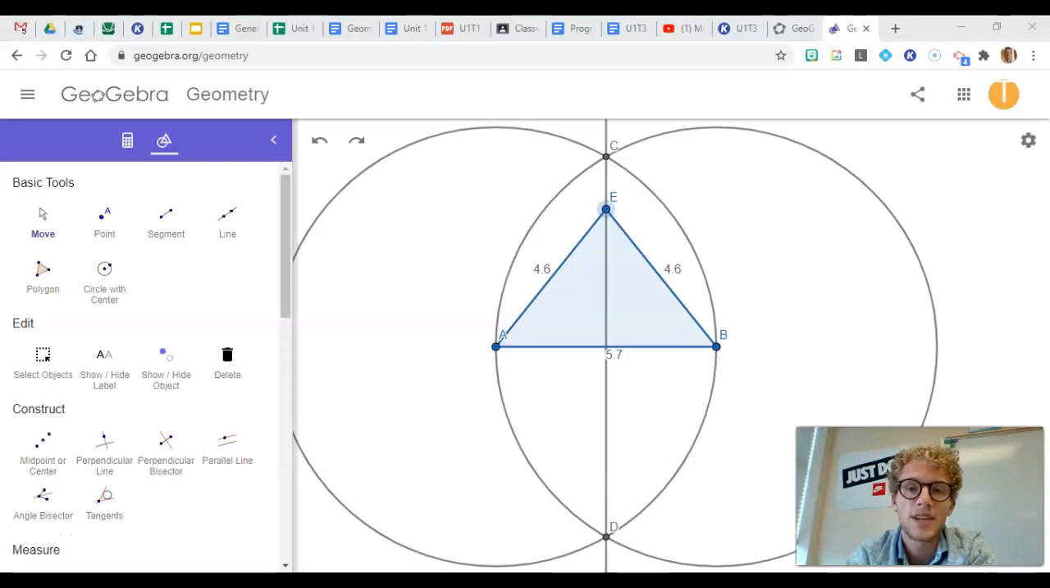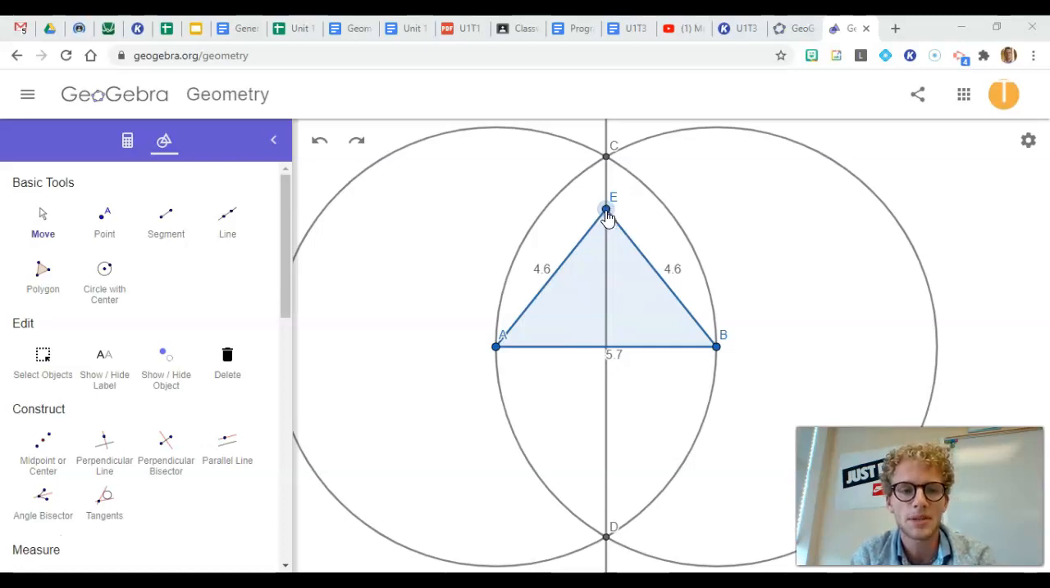Hey everyone, in this video we're going to learn a little bit about equilateral triangles and then a lot about isosceles triangles. So I'm where I left off, except I added this little measurement down here. So the first kind of triangle we're going to talk about is equilateral.